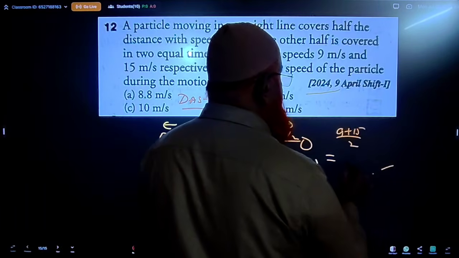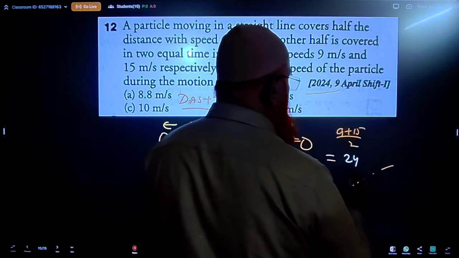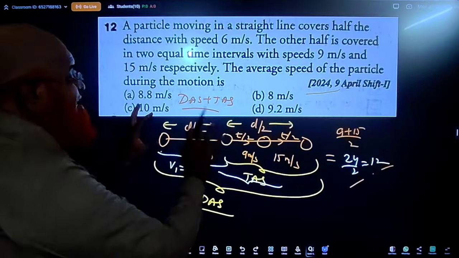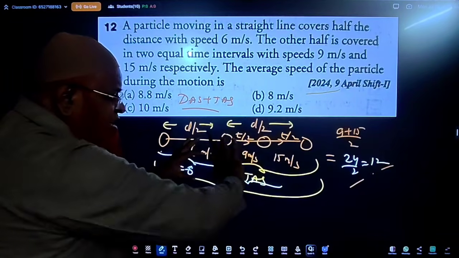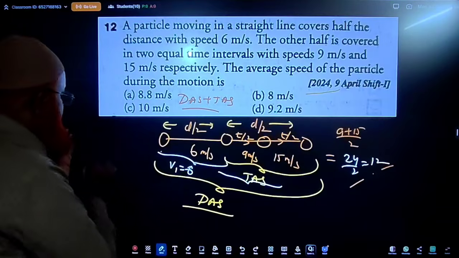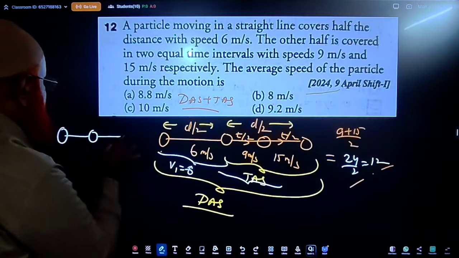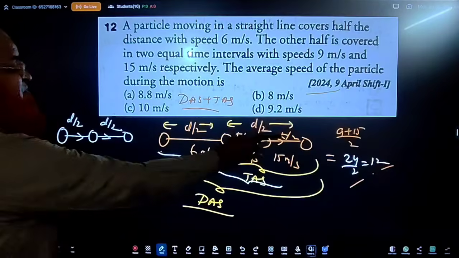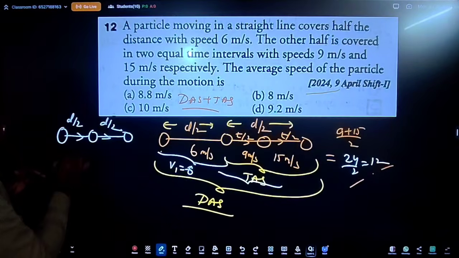Entirely 9 plus, this is going to be 24, right? So 24 by 2, which is nothing but 12. So V1 now. Now this has been solved. Forget about that. Take the simple case now. Half distance and half distance. First half distance, second half distance. This has been already solved here.